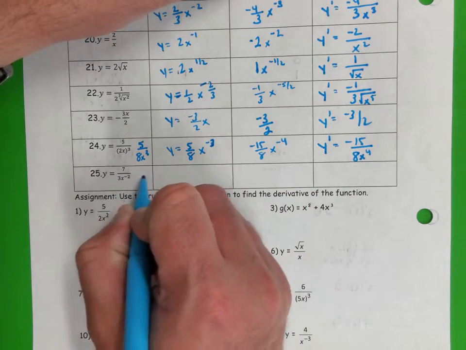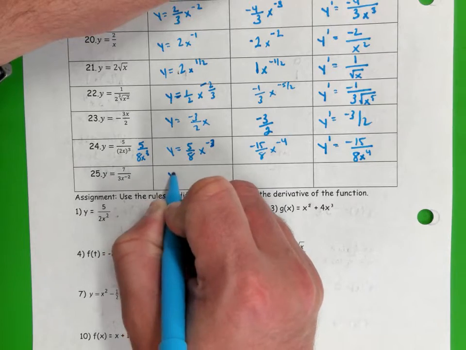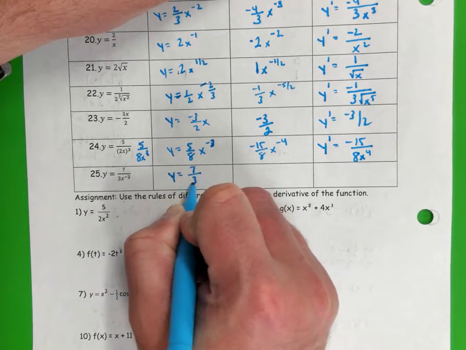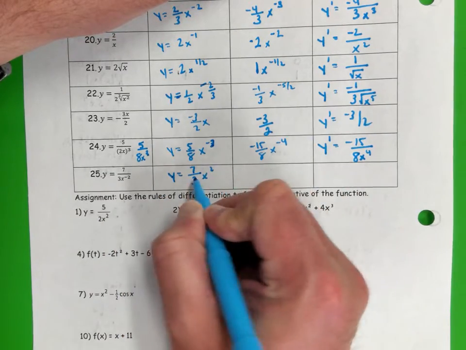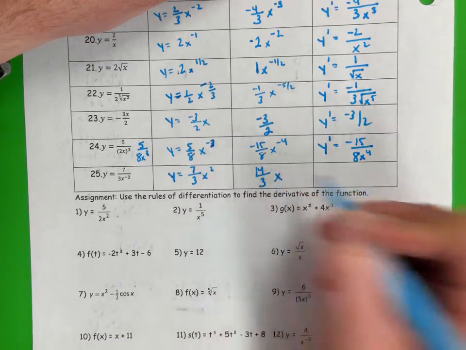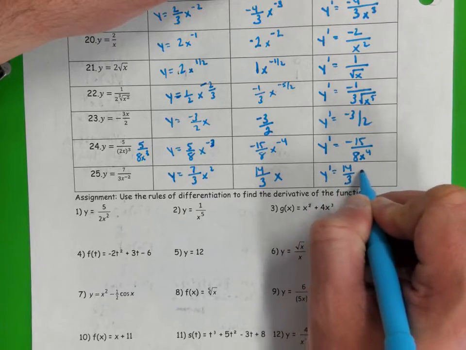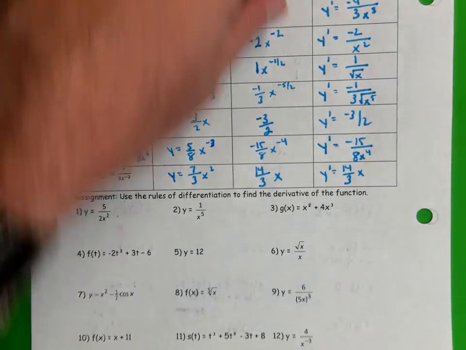And the last one. I'm going to rewrite this because I got a variable in the denominator. Y equals 7 over 3x squared. 2 times 7/3 is 14 over 3. 2 minus 1 is 1. So y prime would equal 14 over 3x. Leave it on the side like that.